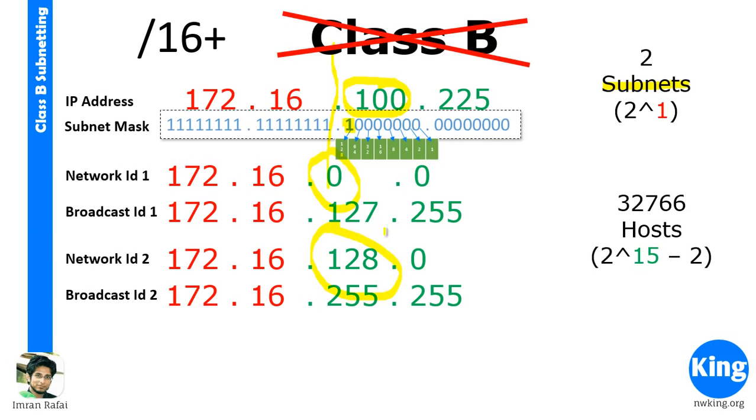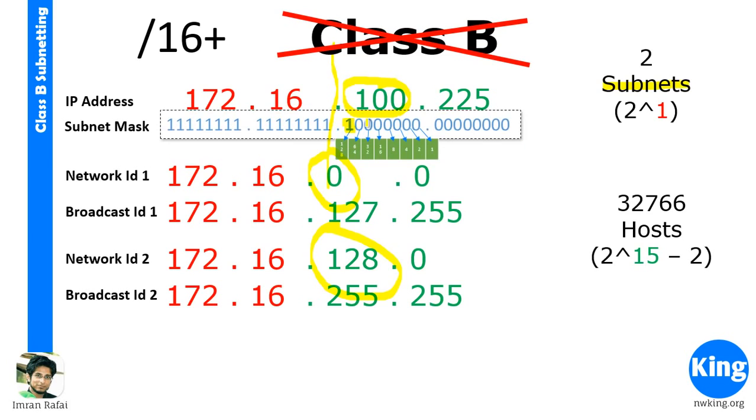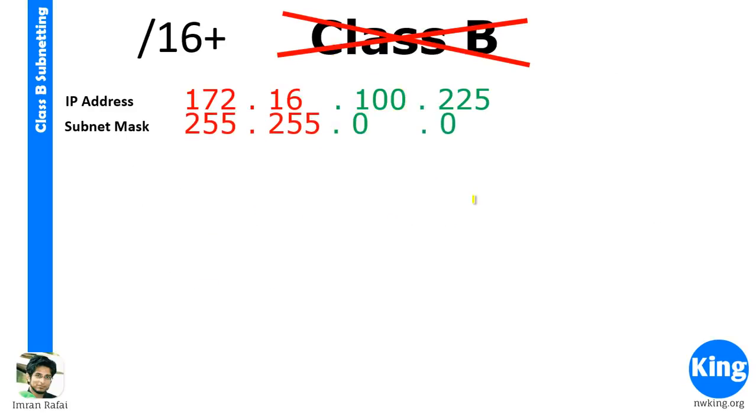Because of this borrowing, what happens to our subnet mask? Our subnet mask is 255.255.128.0, because this 10000000 is 128, and that is nothing but /17 because we borrowed 1 bit. It's very easy. I don't know why people think it's such a big deal. I don't think so. It is very simple. All you need to know is the basics, and that's how easy it is. Okay, let's try another example.